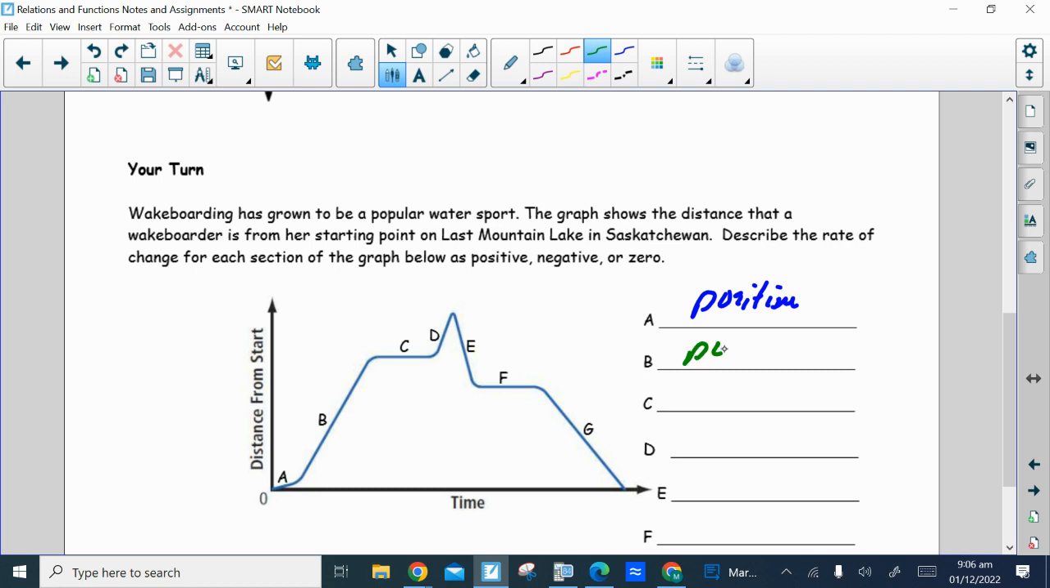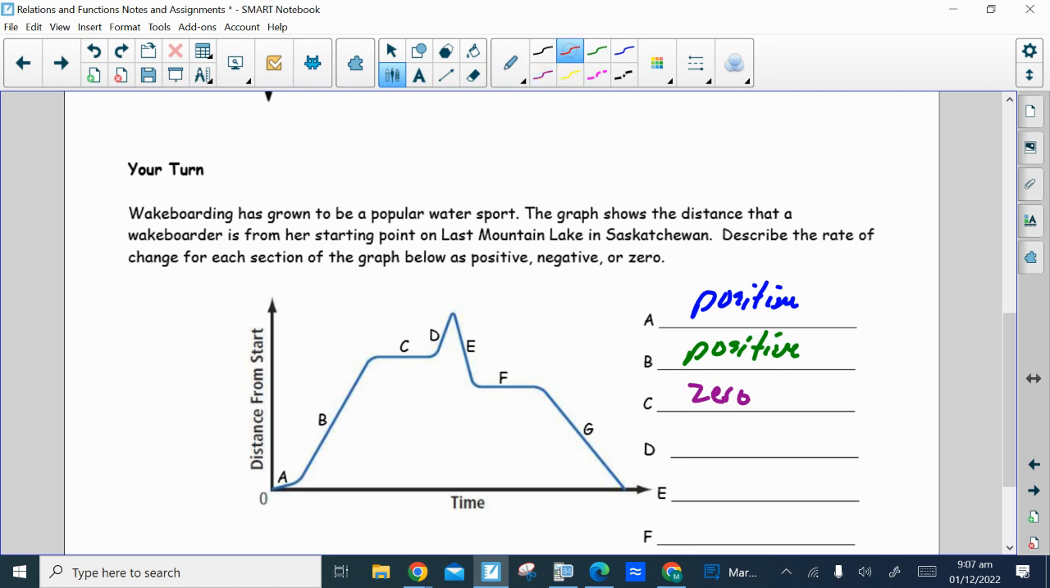Now, section B is also rising as you go left to right. It's just a little steeper. So that means y is changing at a faster rate as x increases. Y is increasing at a faster rate as x increases. Section C is a zero rate of change. So that means the distance from the start isn't changing. So probably that means that the person on the wakeboard is stopped. Maybe they wiped out. Okay.